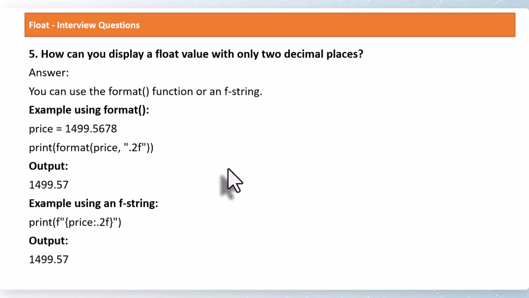How can you display a float value with only two decimal places? One way is using the format function, another way is using f-strings. You can print format of price, comma, .2f as a string. Or you can use an f-string: f, double quotations, price colon .2f.